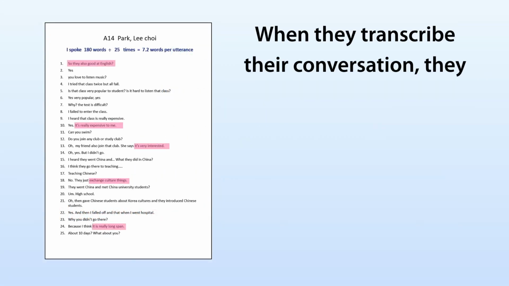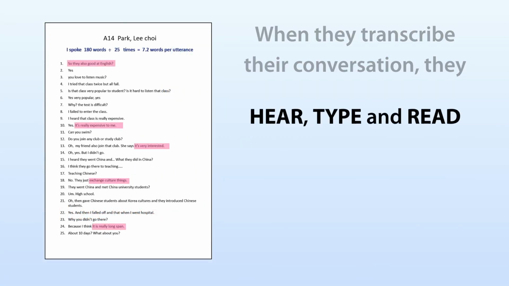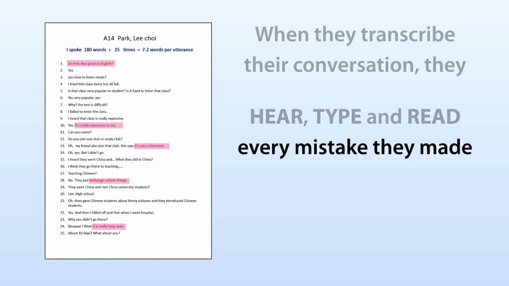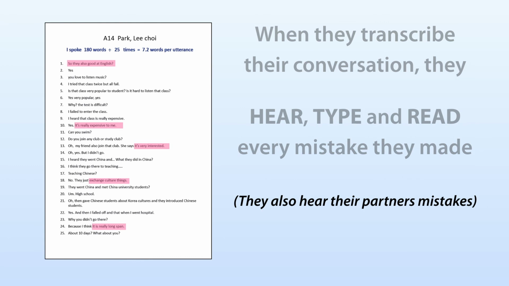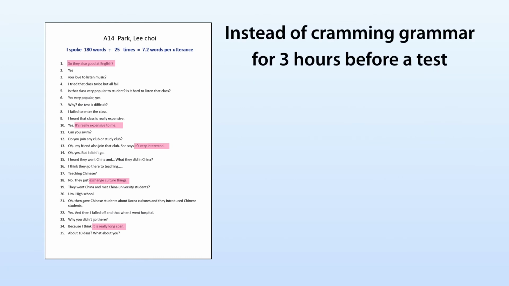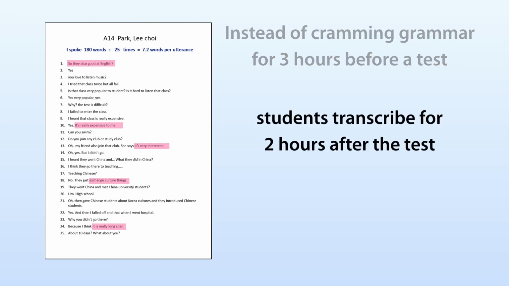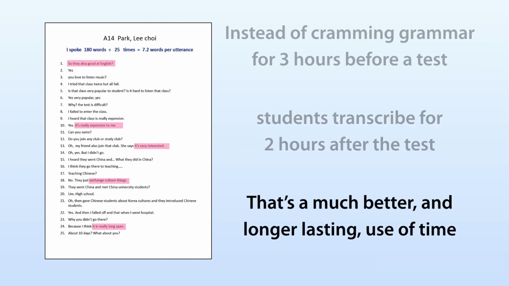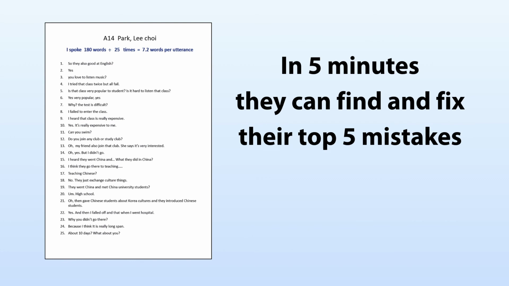When they transcribe their conversation test, they hear, type, and read every mistake they made. They also hear their partner's mistakes. Instead of cramming grammar for 3 hours before a test, students transcribe for 2 hours after the test. That's a much better and longer lasting use of time. In 5 minutes, they can find and fix their top 5 mistakes.